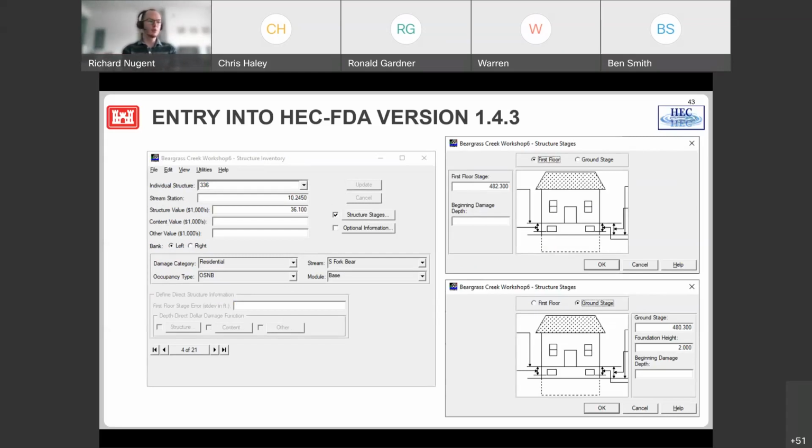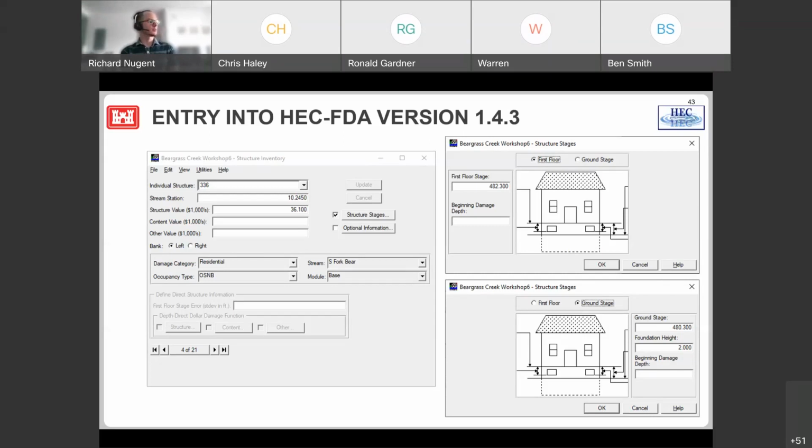The other big piece of data that goes in for the economic relationship is the structure inventory. And so at the moment, this is not a georeferenced software. 2.0 will be, but 1.4.3 is not georeferenced. So we enter a structure by its ID, and that's the individual structure on the screen. Under that is the stream station, and the stream station is how we tell FDA where the structure is located. We need to enter a structure value. We can enter a content value, but we won't because we're using a content to structure value ratio.